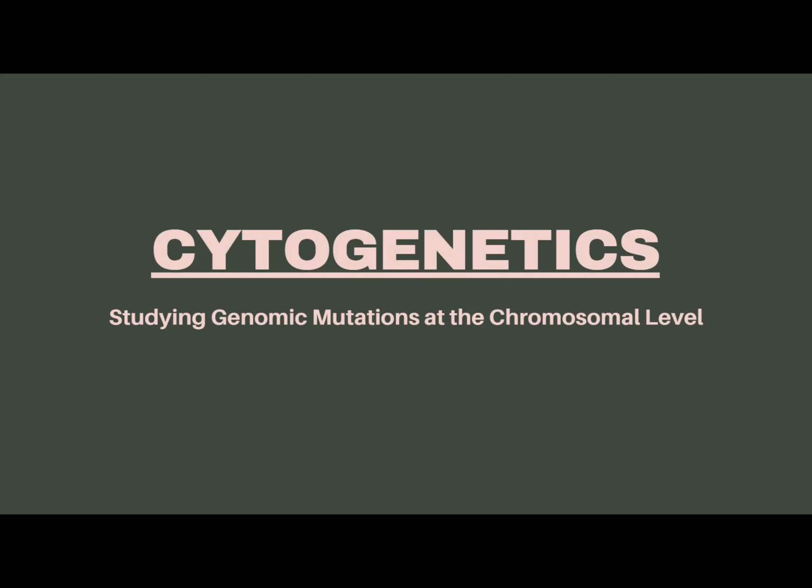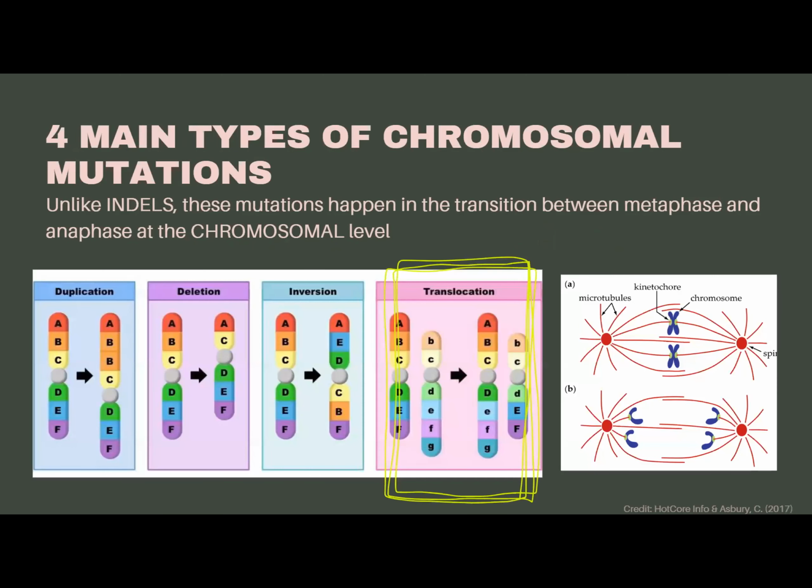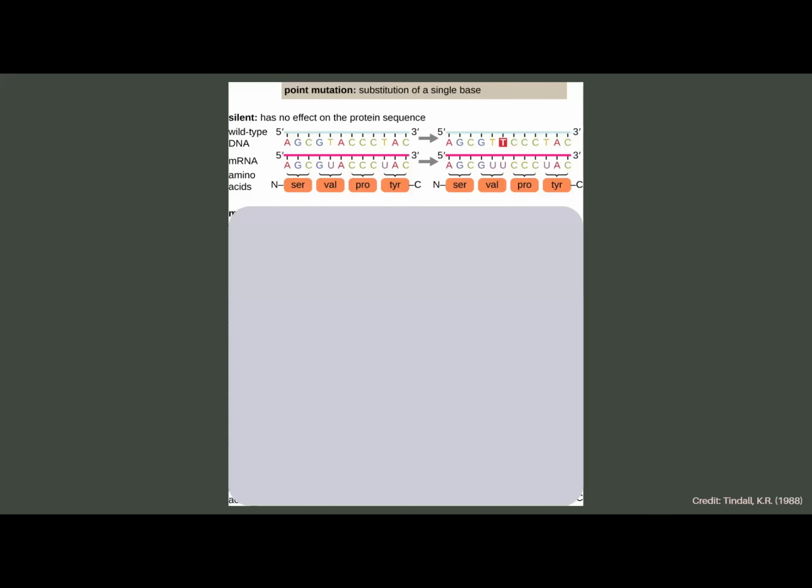Cytogenetics: studying genomic mutations at the chromosomal level. All right, so the main four types, if we've taken 151 and maybe 285, we would have talked about duplication, deletion, inversion, and translocation. And these mutations happen in the transition between metaphase, where we have our two little spindles and the kinetochores in the middle and the chromosomes, and they get ripped apart during anaphase. All right, and then there are also some other ones.